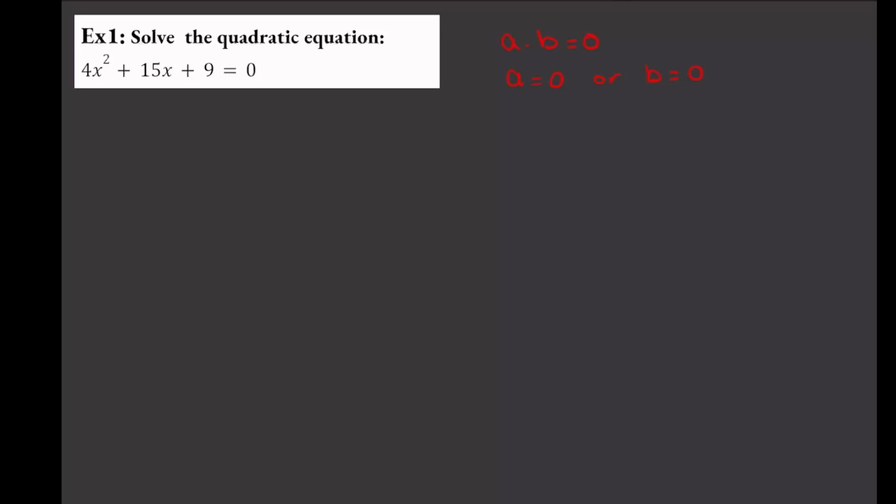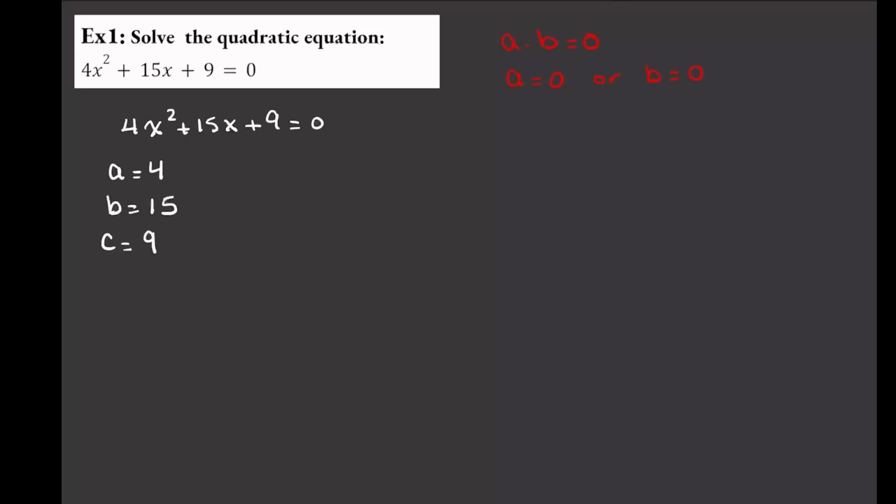The first thing we need to do, we have 4x squared plus 15x plus 9 equals 0. Remember, we are trying to find the x-intercept. So the first thing we're going to do is factor this equation by using grouping. The method of grouping tells you, first we need to identify a, which here is equal to 4, b, which is equal to 15, and c is equal to 9.